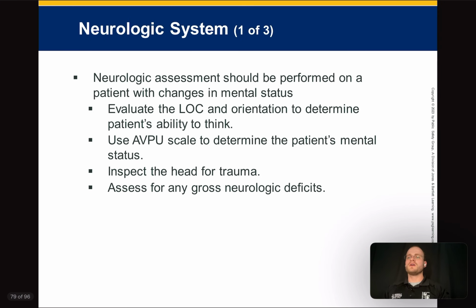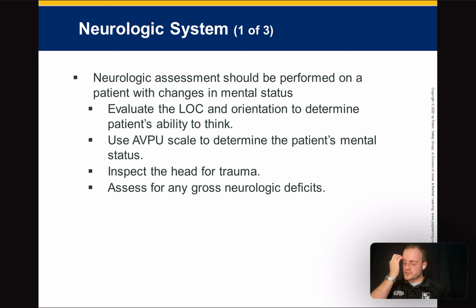Now, the neurological system, we use this in physical exam, of course, to evaluate the level of consciousness and how oriented they are, and their ability to think and process and determine capacity. Like I said, we could use AVPU, and we inspect the head for trauma and assess for any gross neurological deficits.